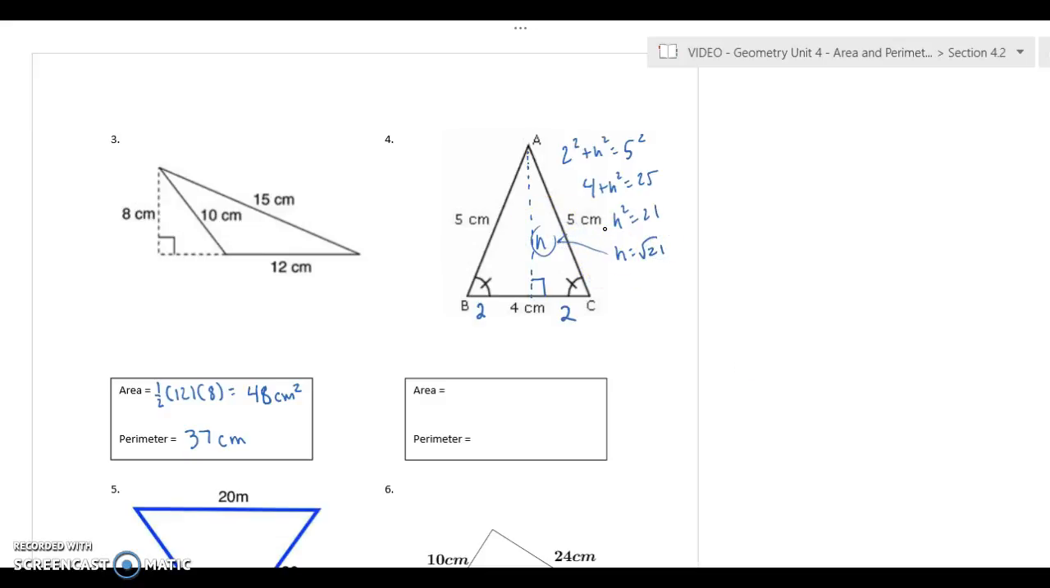When I'm finding the area, then I'm going to take 1/2 my base. The whole base here is 4, and then my height is the square root of 21. So my area is 2 root 21 centimeters squared. The perimeter, again, is just the outside pieces added up. So I don't need the altitude when I'm finding the perimeter. I'm just going to take 5, 5, and 4, which is going to give me 14 centimeters.